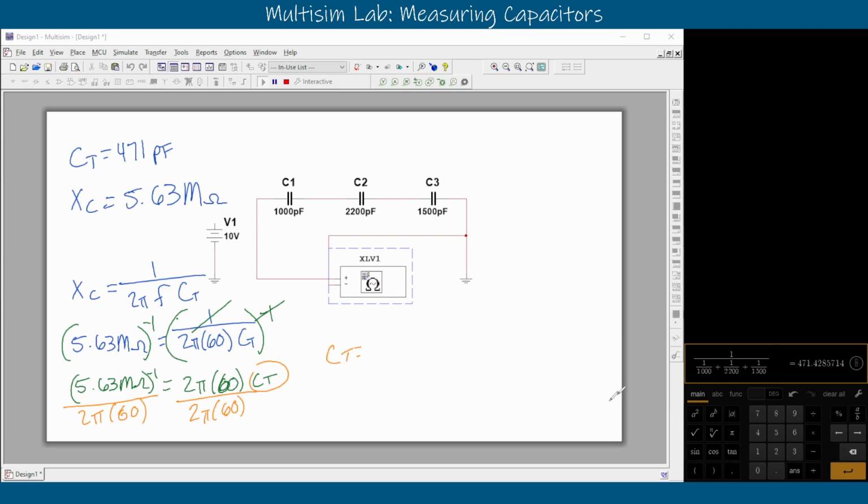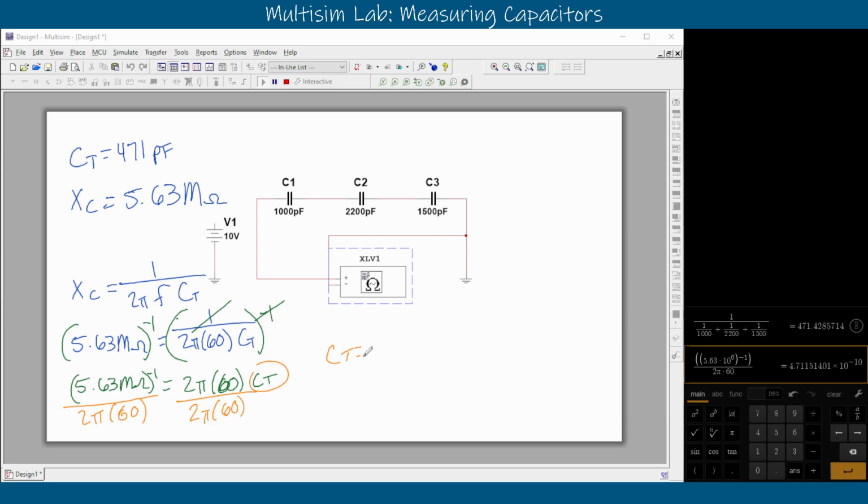So CT is equal to, we can solve that out. We'll say that we have a really large number up here, so we're going to put that in its own little parentheses, and we'll say that that is 5.63 times 10 to the positive 6 for that millions of ohms. And we'll close that off and give it a negative inverse. So we'll say to the negative 1, and that deals with that other side there. And so after that, we can put another parenthesis out there and then divide the whole thing by our bottom, which is 2 pi times 60. Right, and that gives us this number here. So we're going to use that as our CT.